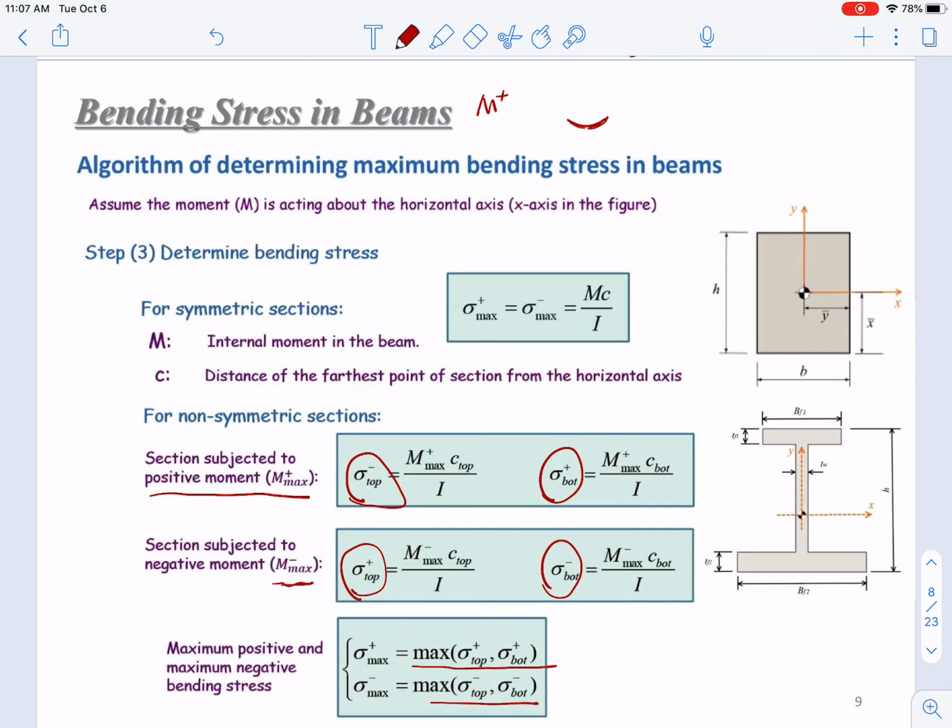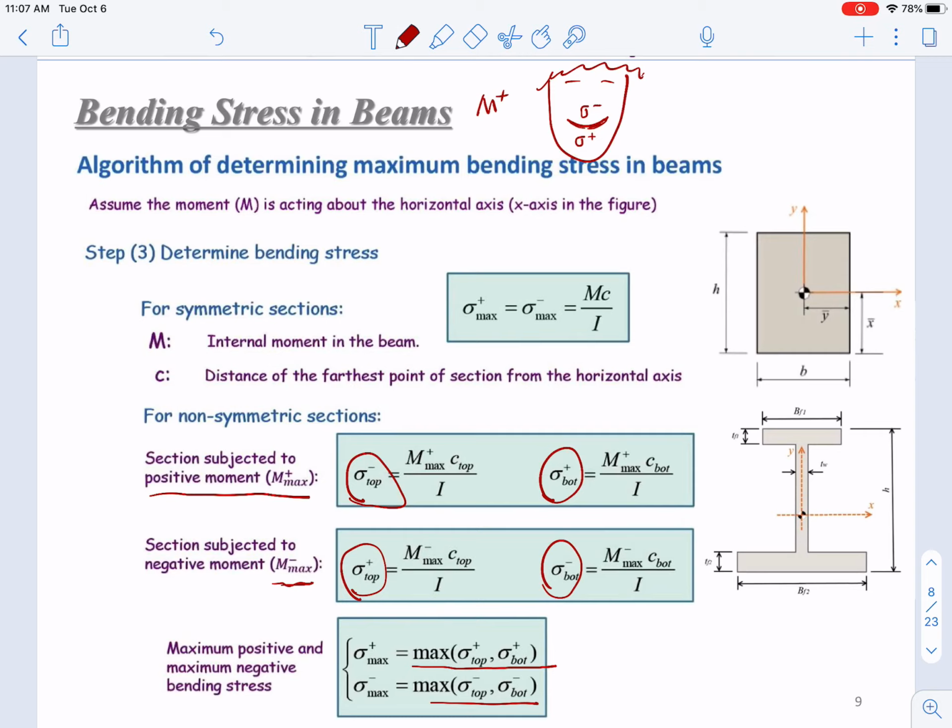When it's smiling, look at the fibers on top of it, above the neutral axis, the fiber will become shorter, so the stress will be in compression. And on the bottom of it, since the fiber will be stretched, the stress will be positive, in tension. So this will be someone that is smiling. This is a positive bending moment.